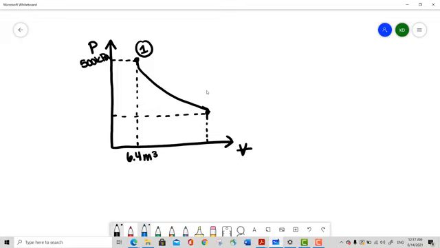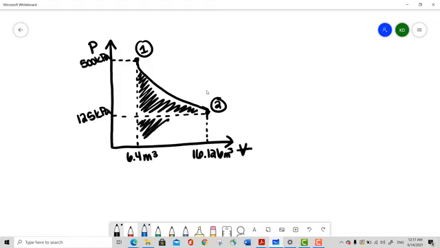And then we know at state 2, our pressure is 125 kilopascals, and we have a volume of 16.126 meters cubed again. So we know that the area under the curve between states 1 and 2, let's go ahead and color this all in. Do I have an undo button? Yes. Okay. This is work. All of the shaded in stuff right here.